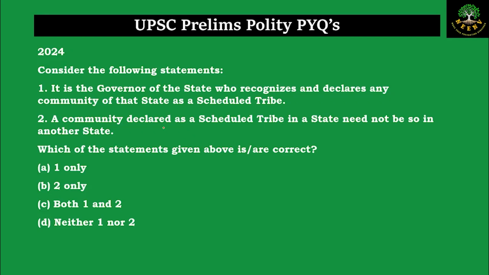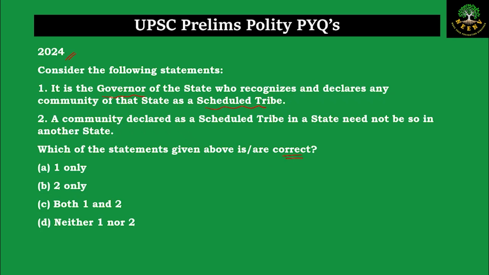This question is from 2024. Consider the following statements. Statement 1. It is the governor of the state who recognizes and declares any community of that state as a scheduled tribe. Statement 2. A community declared as ST in a state need not be so in another state. Which of the following statements are correct? Now, how could you solve this question in the exam?